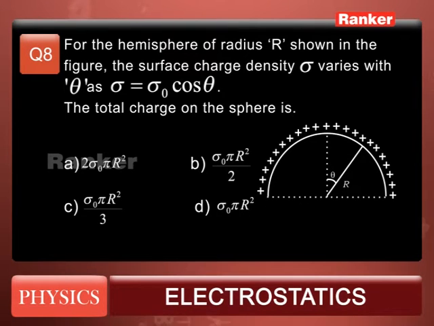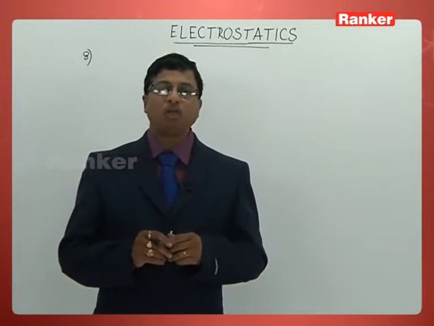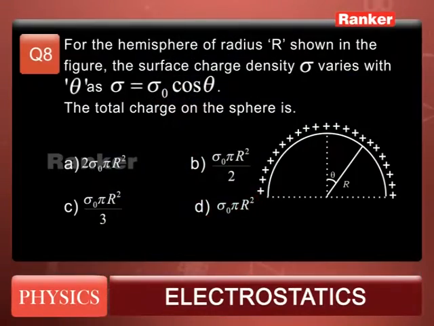First option says 2 sigma naught pi r square. Second option is sigma naught pi r square by 2. Third option is sigma naught pi r square by 3. And fourth option is sigma naught pi r square. And out of all the 4 options, the fourth option is the correct one for us.